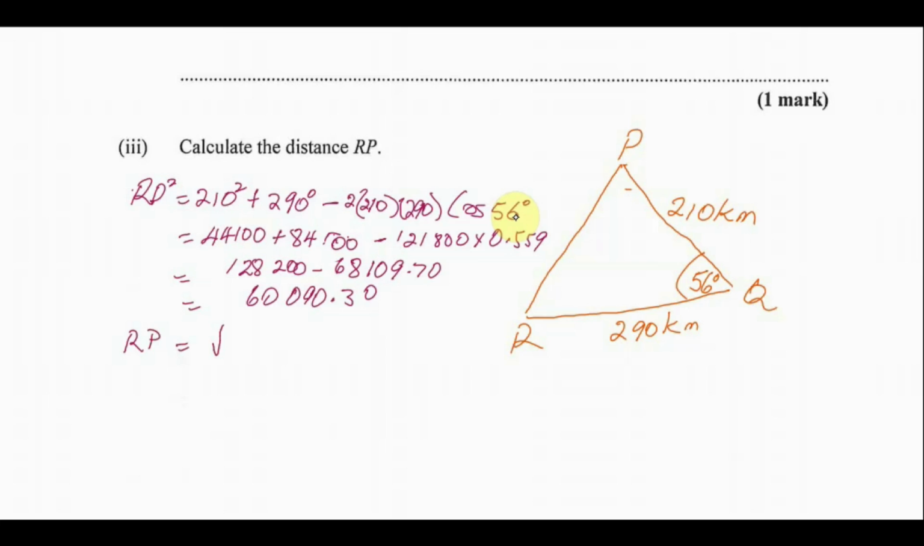So we take the square root of both sides. When we take the square root of RP squared, we get RP. So this is the square root of 60,090.30. Using our calculators, the result is 245.13, and the units is kilometers.